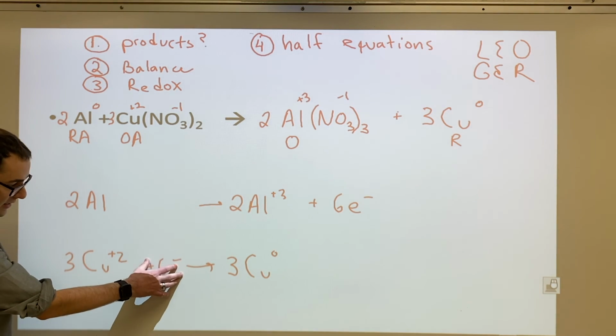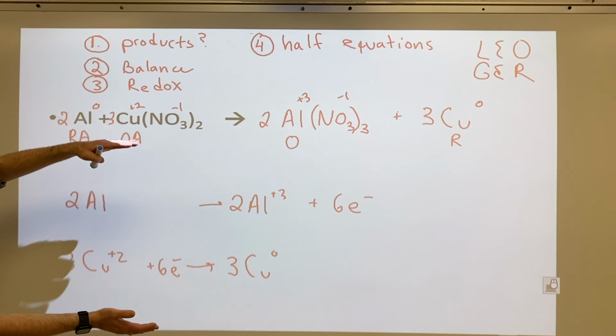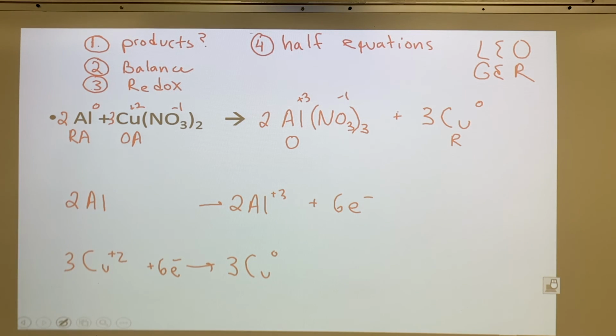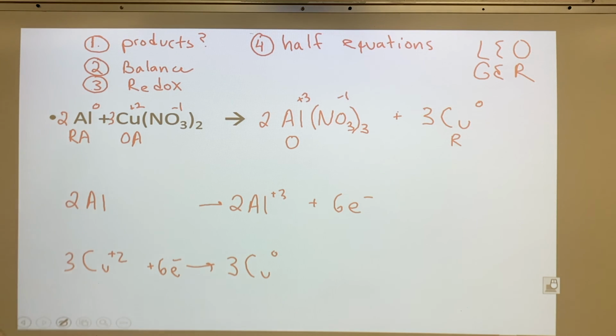And so you have the same number of electrons on the reactant side as you do for the product side. If you bring these two things together, that would be kind of like the redox reaction, right? The only thing that's left out is the nitrates, because they're not really involved with redox.